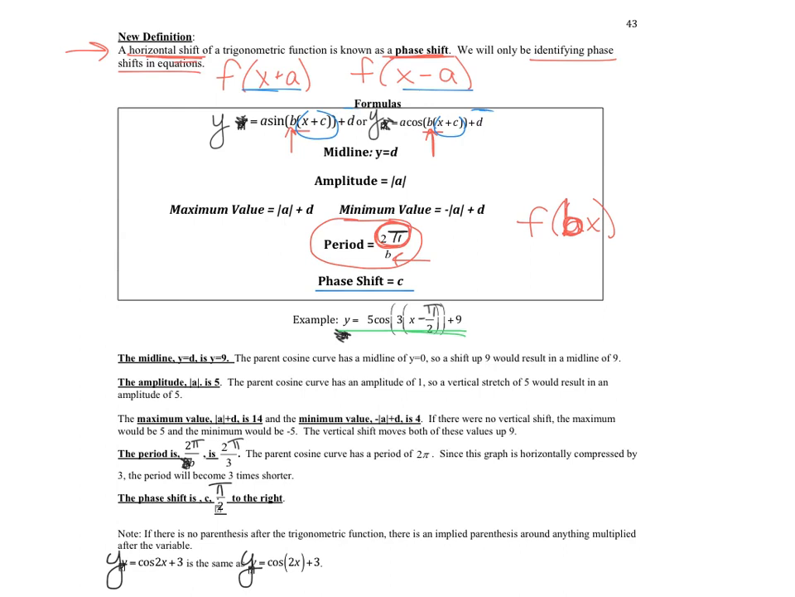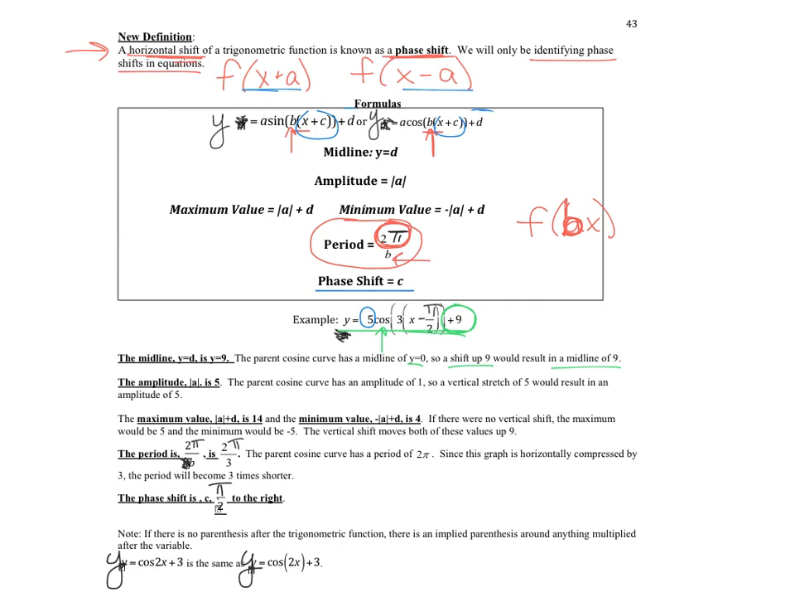So I know this is a cosine graph. From this information, we always kind of start out with midline. It's the easiest. Whereas normal cosine has a midline of y equals 0, this graph is going to have a midline of y equals 9. The parent cosine curve has a midline of y equals 0, shift up 9, midline of 9. The amplitude or absolute value of a is 5. So basically here, amplitude, we've stretched this out from an amplitude of 1 to an amplitude of 5.